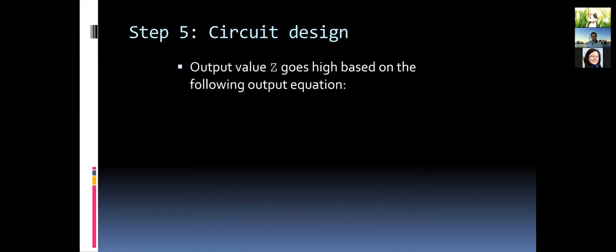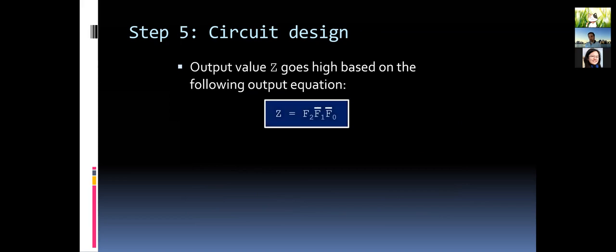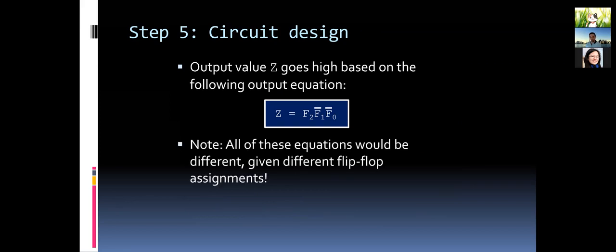After that, the only thing left is to build the output that goes high based on the following output equations. That's relatively straightforward. Essentially, we just look at what the output should be based on what we built, and we just look at the math here and derive the equations. And here it's just F2, not F1, not F0.